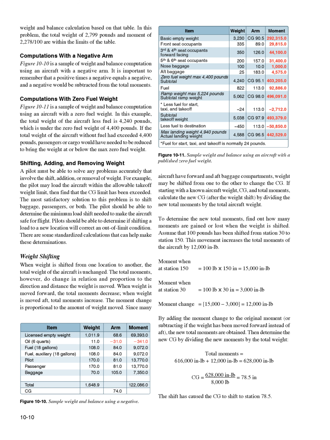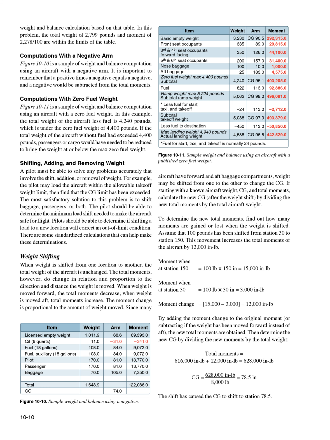Assume that 100 pounds has been shifted from station 30 to station 150. This movement increases the total moments of the aircraft by 12,000 in-pounds. Moment at station 150 equals 100 pounds x 150, which equals 15,000 in-pounds. Moment at station 30 equals 100 pounds x 30, which equals 3,000 in-pounds. Moment change equals 15,000 minus 3,000, which equals 12,000 in-pounds. By adding the moment change to the original moment, or subtracting if the weight has been moved forward instead of aft, the new total moments are obtained.